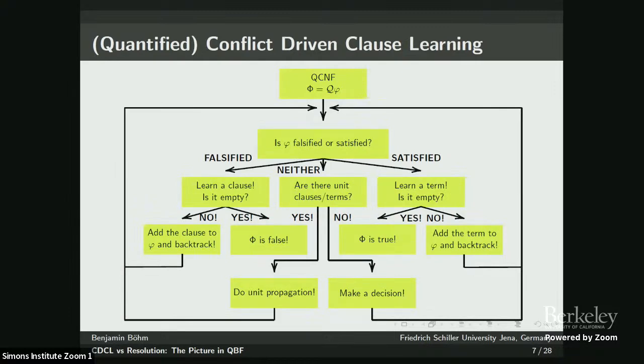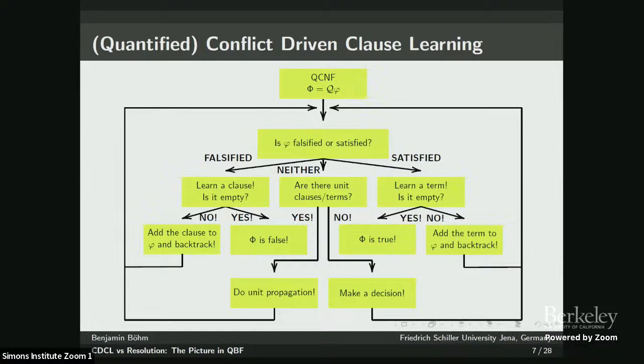So QCDCL works similar to CDCL, but there are some slight differences. Maybe let's see, you start up here, you have your QBF or QCNF. You check if at the beginning it is falsified or satisfied. So here you check if your matrix is falsified or satisfied. Naturally, this should not be the case at the beginning, but it will be important in later runs.